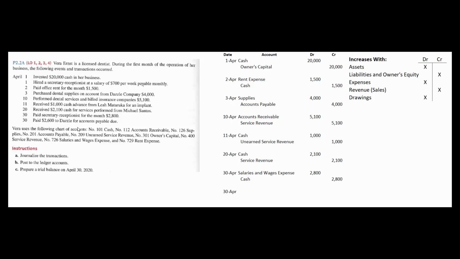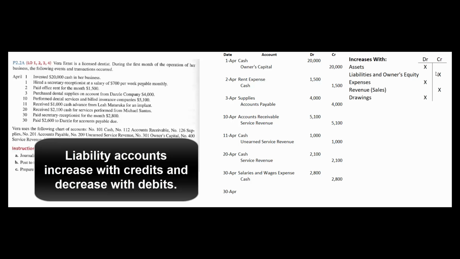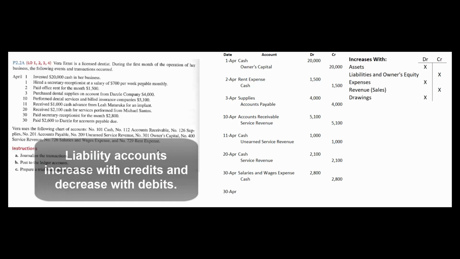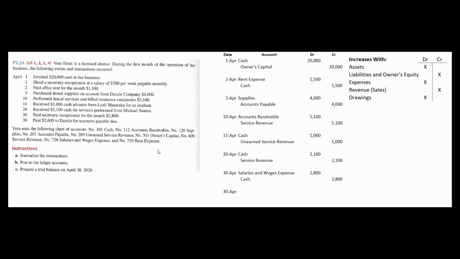In the last transaction, we pay off $2,600 of that $4,000 that we owe to Dazzle Company. So accounts payable is a liability account. It increases with credit, which means it decreases with debits. So we're going to debit accounts payable for 2,600 and credit cash for 2,600.